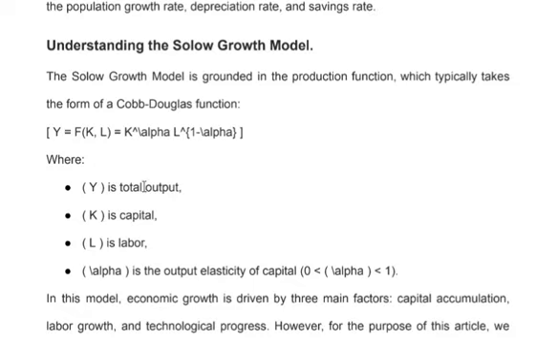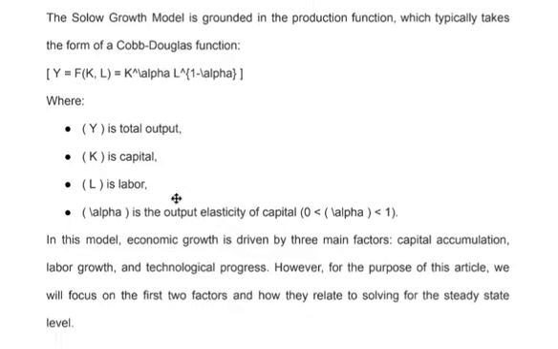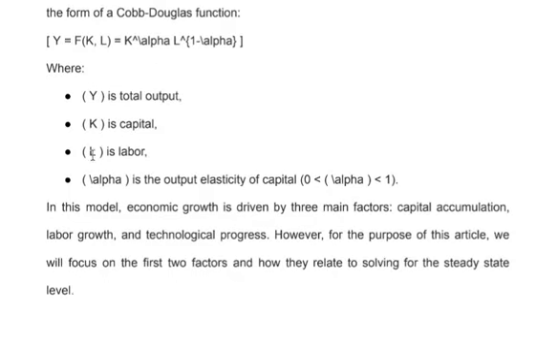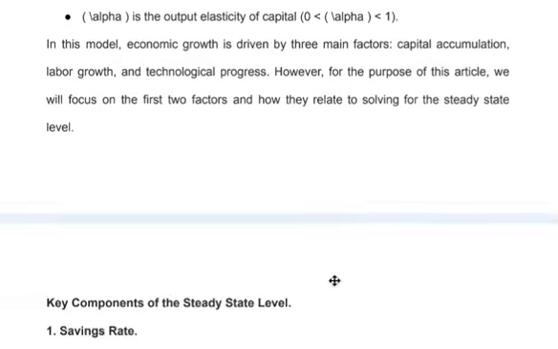where Y is total output, K is capital, L is labor, and α is the output elasticity of capital, 0 < α < 1. In this model, economic growth is driven by three main factors: capital accumulation, labor growth, and technological progress. However, for the purpose of this article, we will focus on the first two factors and how they relate to solving for the steady-state level.